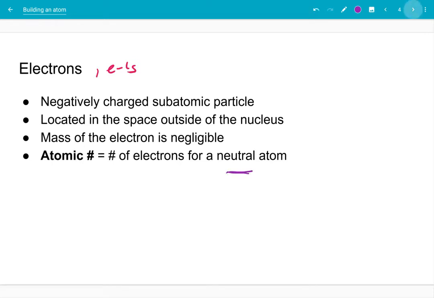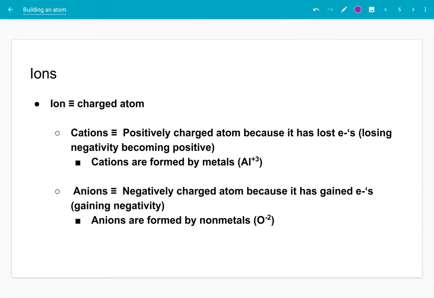Things will change if we have something called an ion. An ion is a charged atom, meaning it's either gained or lost electrons. And so a cation is a positively charged atom because that T is like a plus sign. So it is positive because it's lost electrons. So if you think about it, it has lost some of its negativity, becoming positive. So aluminum, for example, is a +3 charge, which means it has actually lost 3 electrons.